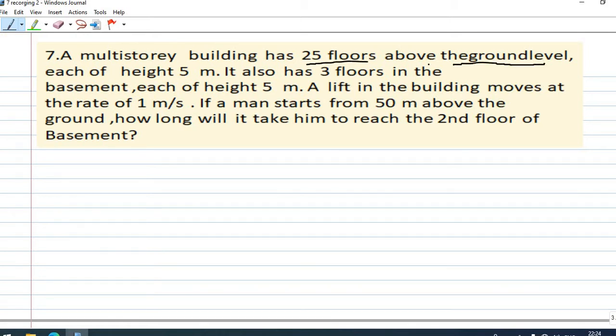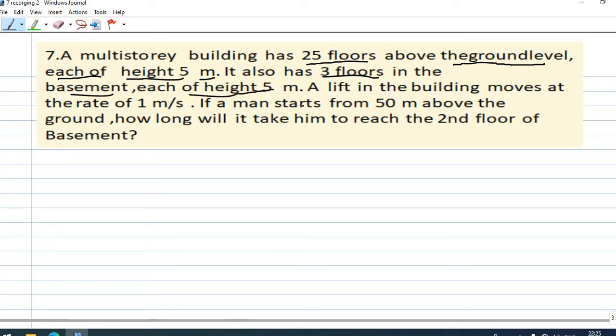Above the ground level, how many floors are there? 25 floors. Each floor height is what? 5 meter. Got it? And it has 3 floors in the basement. So each of the height is what?